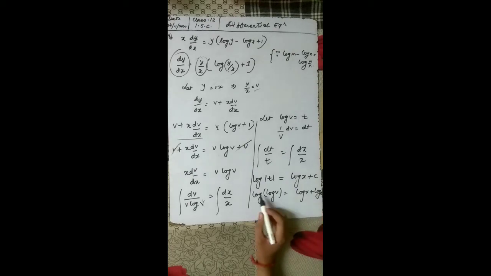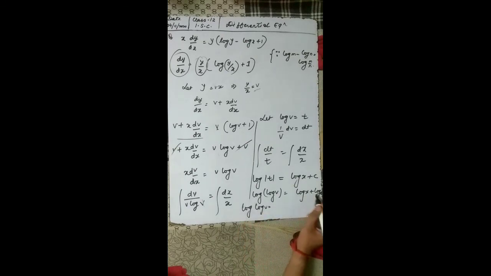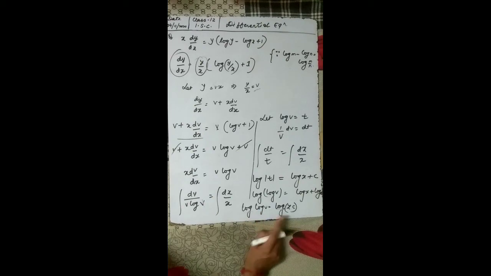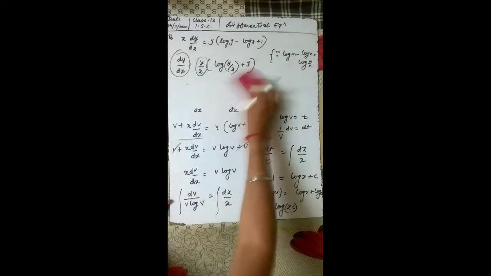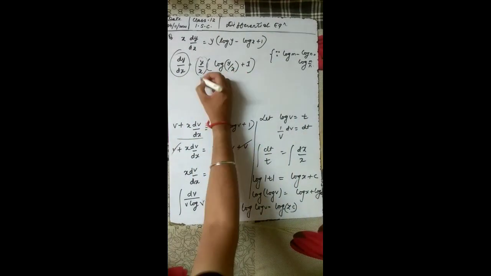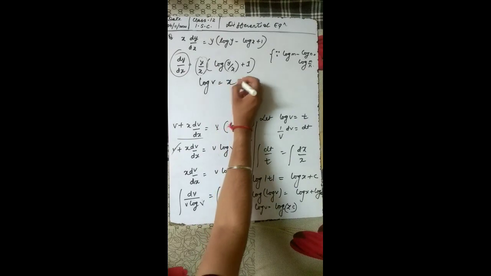Why am I considering log c? Because log to log can be easily cancelled, because here we have log v, and this log x plus log c will give you log of x into c. Why? Because log m plus log n is log m into n. That is why this log and this log can cancel, and we'll get log v equal to x into c. This is also how you can see our way of solving. So log v equal to x into c.